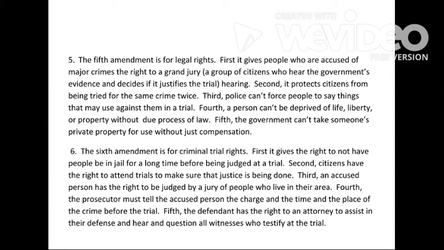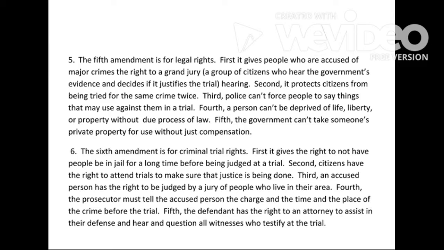First, it gives people who are accused of major crimes the right to a grand jury, a group of citizens who hear the government's evidence and decide if it justifies a trial. Second, it protects citizens from being tried for the same crime twice. Third, police can't force people to say things that may be used against them in a trial. Fourth, a person can't be deprived of life, liberty, or property without due process of law. Fifth, the government can't take someone's private property for public use without just compensation.